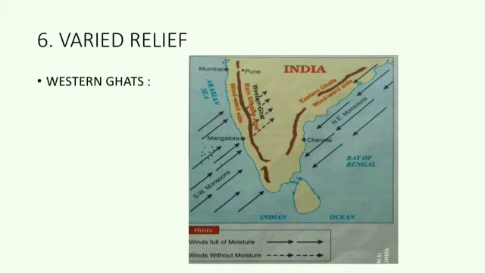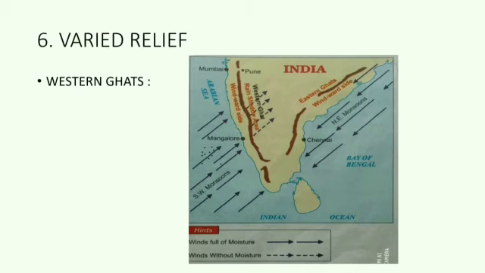Varied relief. Western Ghats. This mountain range is parallel to the western coast of India. It obstructs the southwest monsoon winds coming from the Arabian Sea and provides maximum rainfall to the windward side, the western slopes of the Western Ghats. For example, the coastal strip of Maharashtra, Karnataka, Goa, Kerala. When these winds cross the west coast, they become warm and expand. Hence, their temperature rises and their humidity decreases.